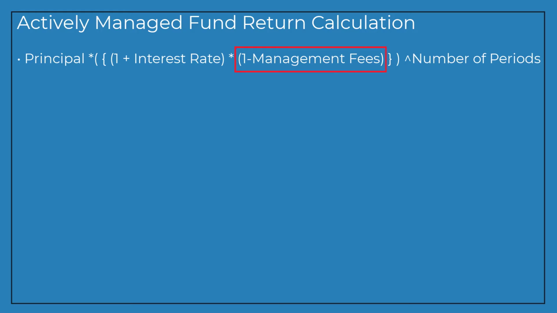The 1 minus the management fee is multiplied by 1 plus the interest rate because the management fee is applied to the value of not only the investment returns but also the principal invested. Now, please make sure to mind the parentheses in this formula and use the correct order of operations. So let's go through it here.